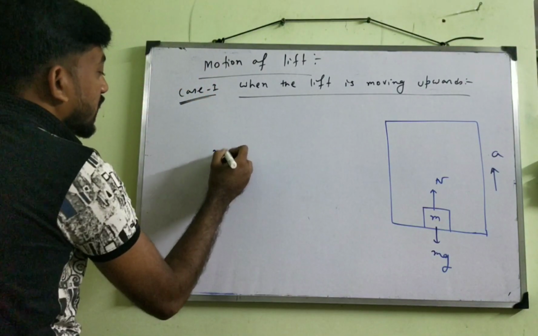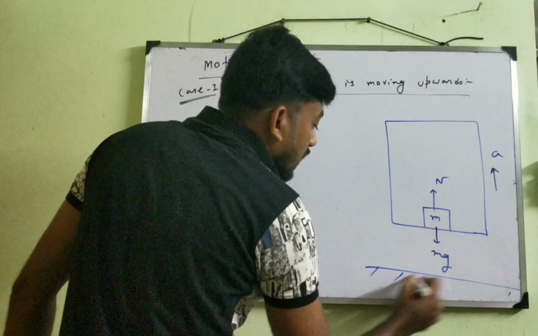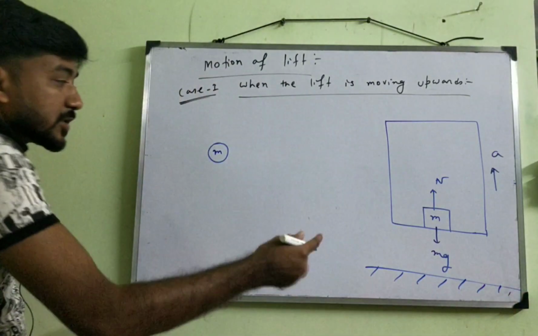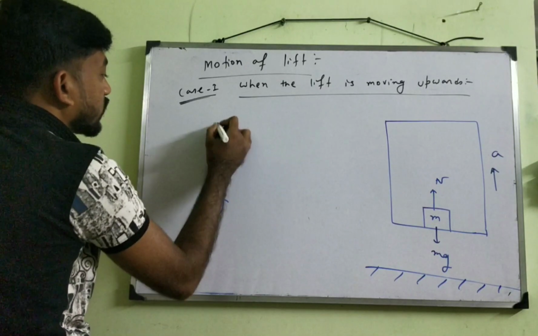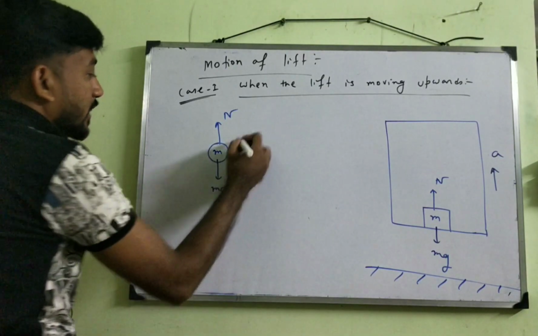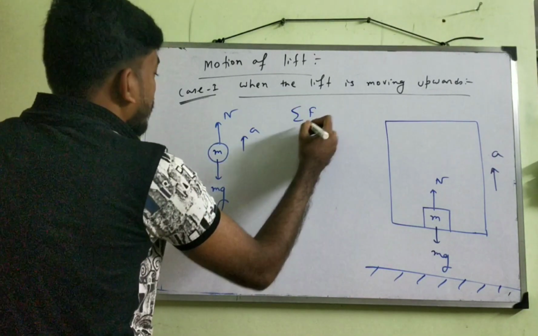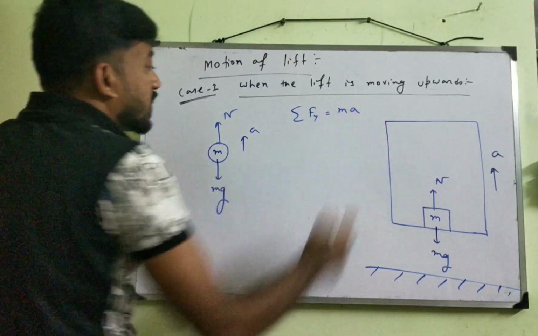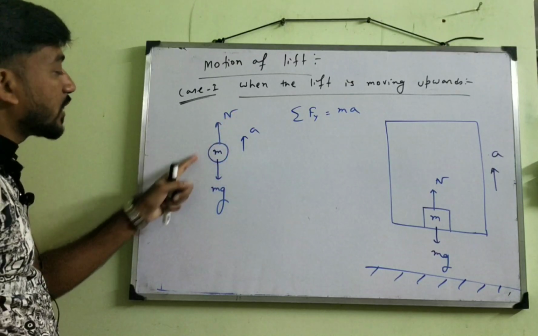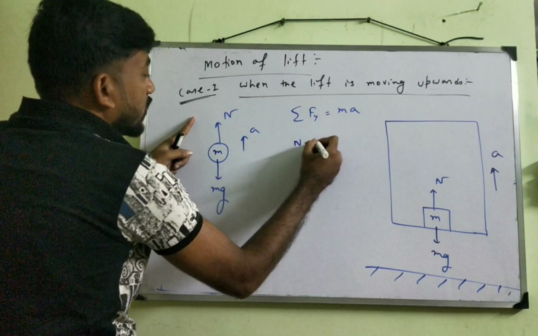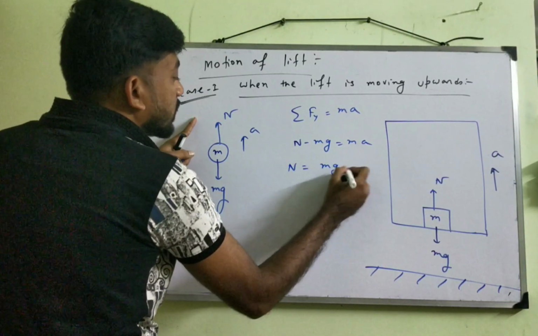If we draw the free body diagram of m with respect to the ground, that is with respect to the inertial frame of reference, then the weight mg will act downwards and the normal reaction N will act upwards. And here the acceleration a is in the upward direction. So by Newton's second law, summation Fy will be ma. Here summation Fy will be N minus mg, because the acceleration is upward, so upward is the positive direction. So N minus mg equals ma, so N equals mg plus ma.